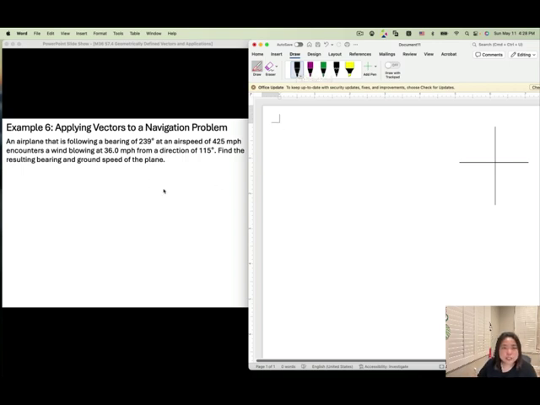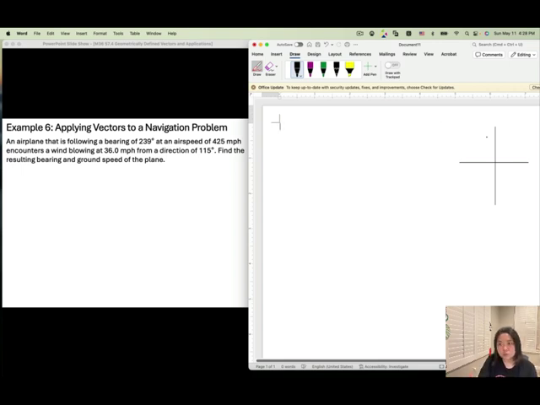An airplane that is following a bearing of 239 degrees at an airspeed of 425 miles per hour encounters a wind blowing at 36 miles per hour from a direction of 115. So let's try to sketch the first one here. The airplane is following a bearing of 239 degrees.